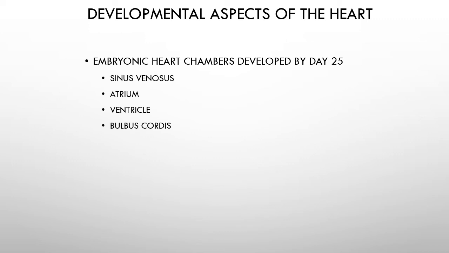When it comes to the heart and its development, this development begins relatively early on. And so the heart chambers themselves are developed by day 25. They originate from 4 different major components. We have the sinus venosus, the atrium, the ventricle, and the bulbus cordis. Each one of those are going to, in a sense, have a fate that takes them into a different portion of the heart itself.